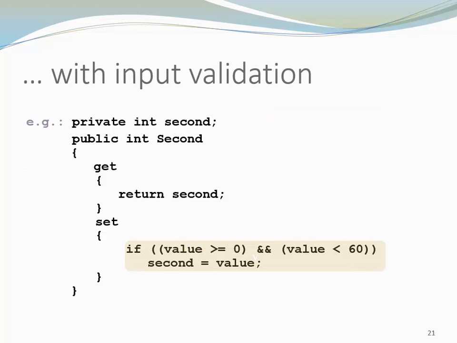Here we have an example of a property that performs input validation. We have a property called Second, and Second models the seconds of a clock. So my possible values are anywhere between 0 and 59. When we return the value here in the body of get, we just return whatever value is stored in our backing field, second. However, when we accept a new value, when the user chooses a new value, we want to make sure it is anywhere between 0 and 59. If that is not the case, then we just don't assign it to our backing field.